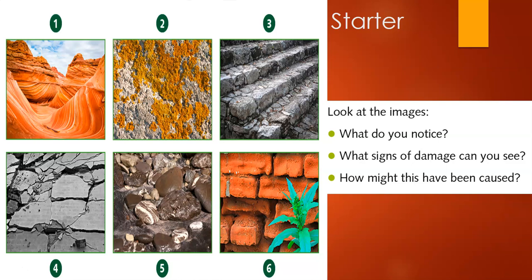Time is up. Now looking at the picture, these are different rocks in many ways. It could be either a brick or a stairs. So this is what I have noticed. There are signs of damage that I see. There are cracks over here and the rocks turning into small pieces. There are also breaks and deformation. How might this have been caused?